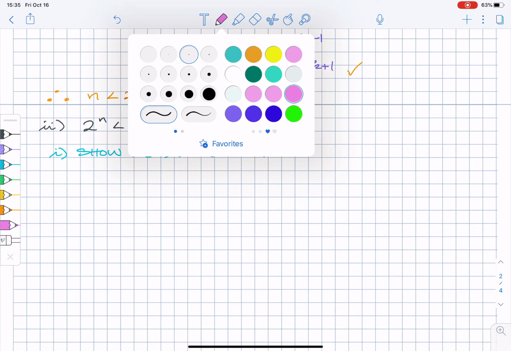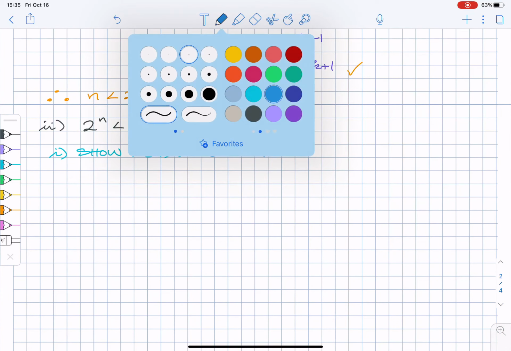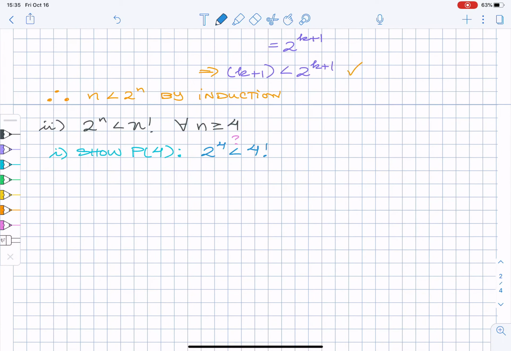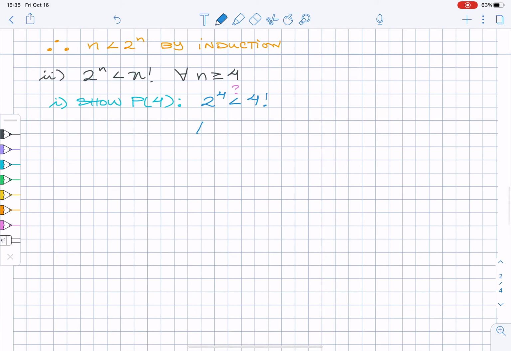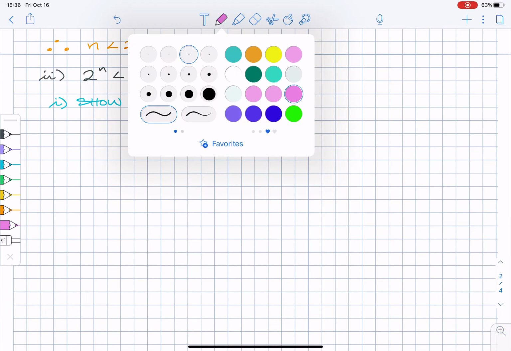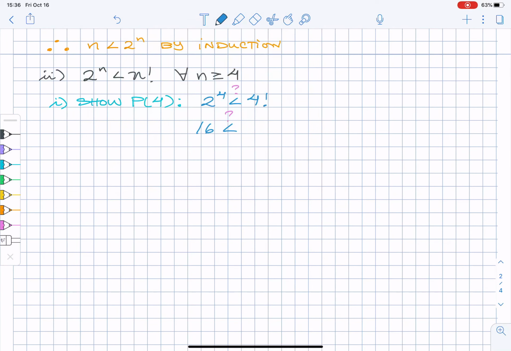So 2 to the 4th, oh, wrong color. 2 to the 4th is 16. Is that less than 4 factorial, which is 24? Yes, it is. Check mark. That works.